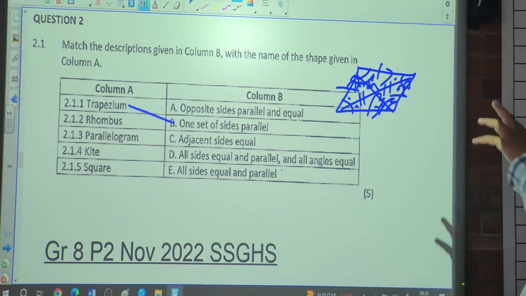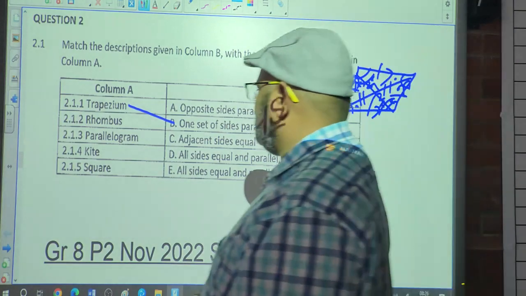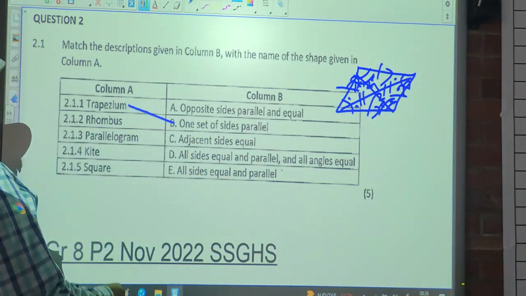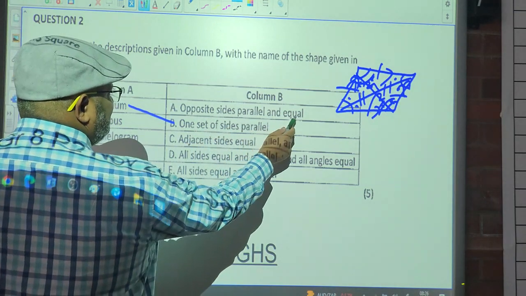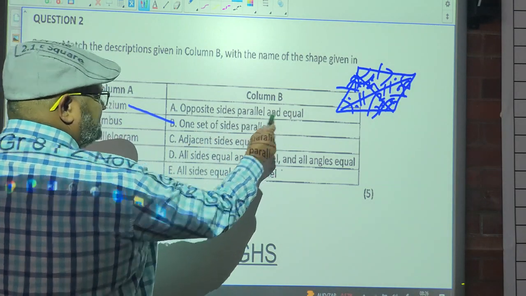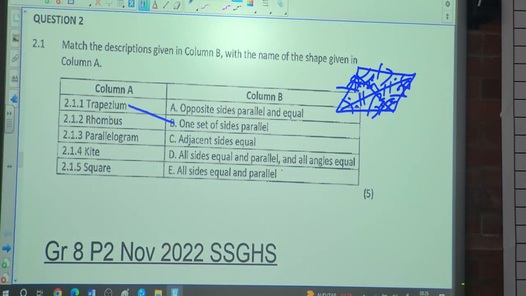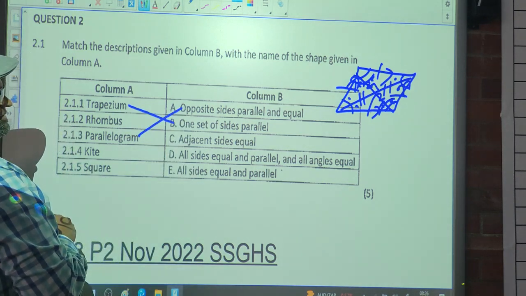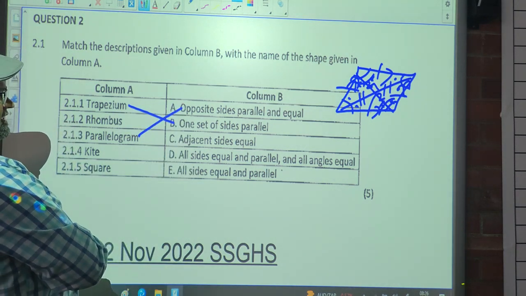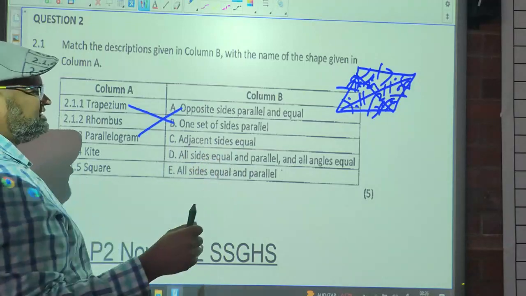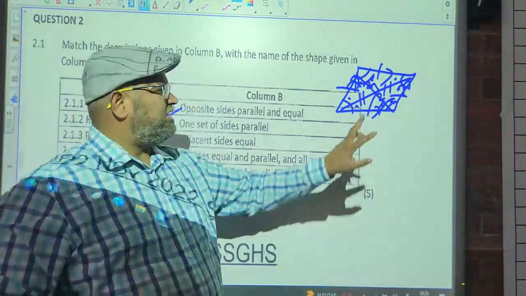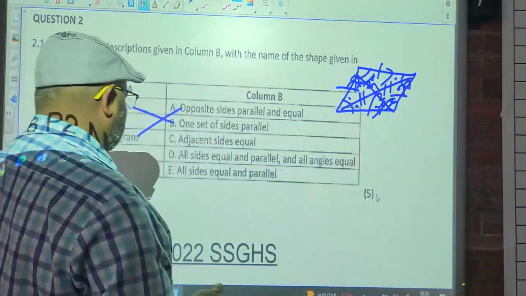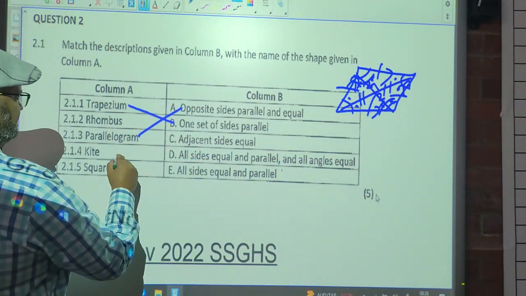Okay. Now there are some of these properties that are also in a parallelogram, and in a square and so on. So you must just be careful here. Okay, so we say opposite sides parallel and equal. It could be the case, but that is also in a parallelogram. So I would say that is a parallelogram. Okay. Adjacent sides are equal. Yes, that could be a kite or a parallelogram. But it fits. The least this can be is a kite.